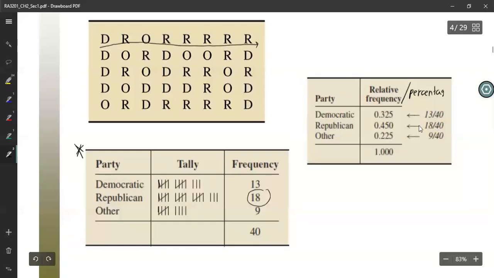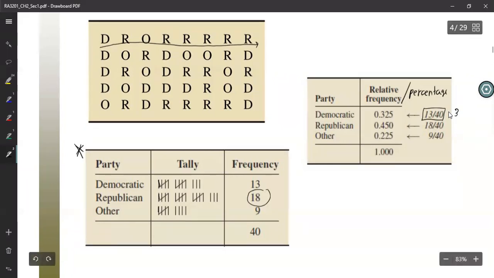Okay. So how do you do it? For D, there are 13 out of 40. So you make 13 out of 40, which will give you 0.325. So likewise, you can do the frequency, the relative frequency, the value out of the total. Okay, and when you add up all these relative frequencies, they should add up to 1 or 100%.